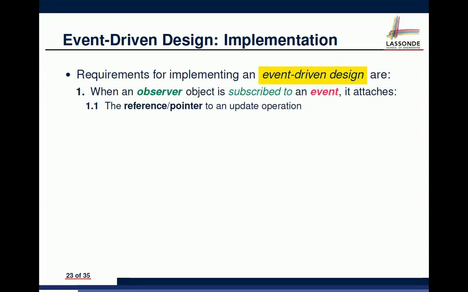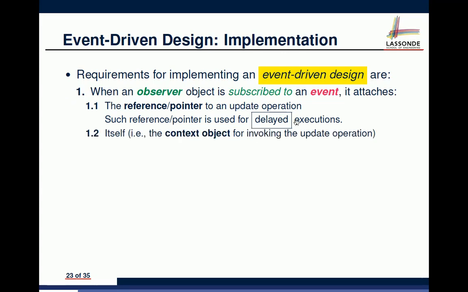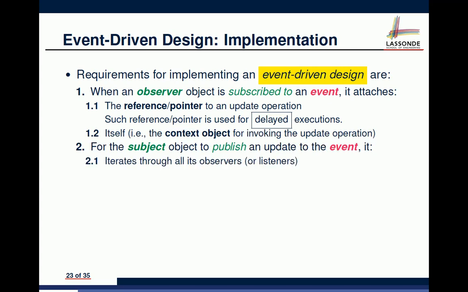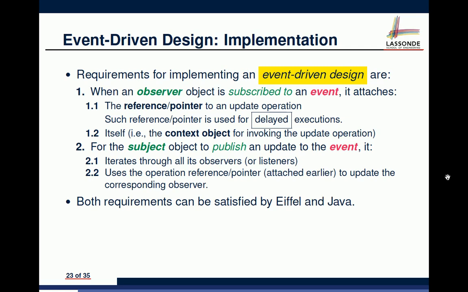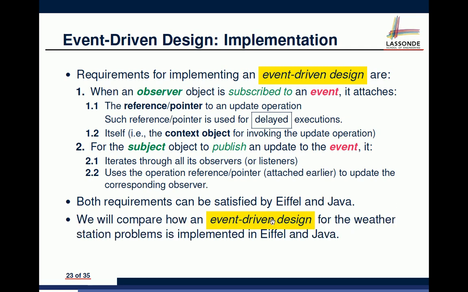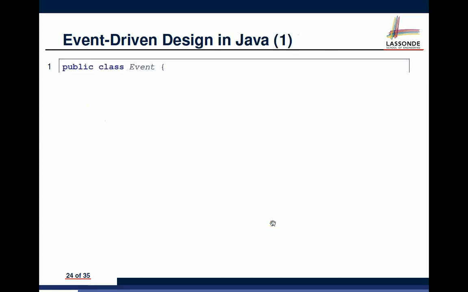So now what we should do, the most important part, is how we can make a delayed execution to be stored. And then we want to make sure we can call the delayed execution. These are the two things we want to see how to do. We're going to see how to implement this in both Eiffel and Java, in the event-driven design, and we compare. Let's do Java first.